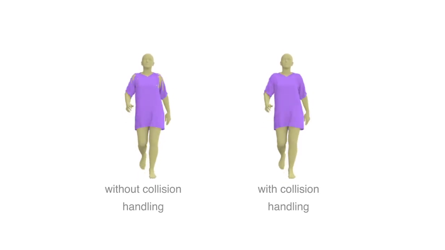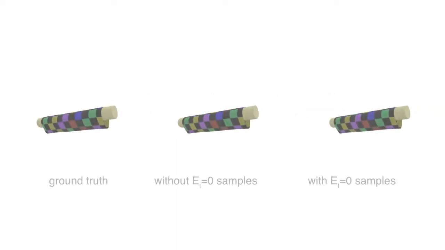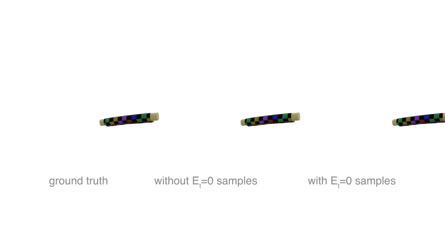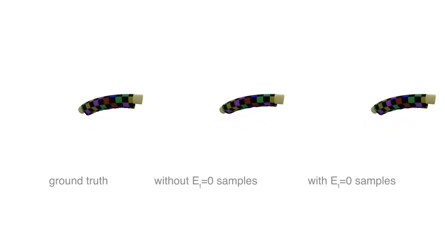When training our dynamic aware encoder, we introduce a constraint that if both the body and the garment preserve their current states, we should obtain a latent code equal to the previous frame. We observe that this constraint helps to capture more accurate deformations.